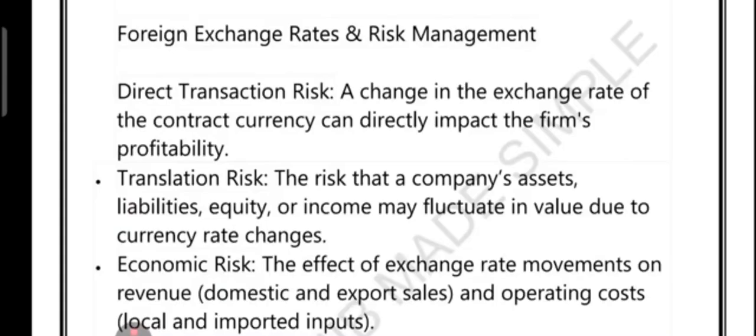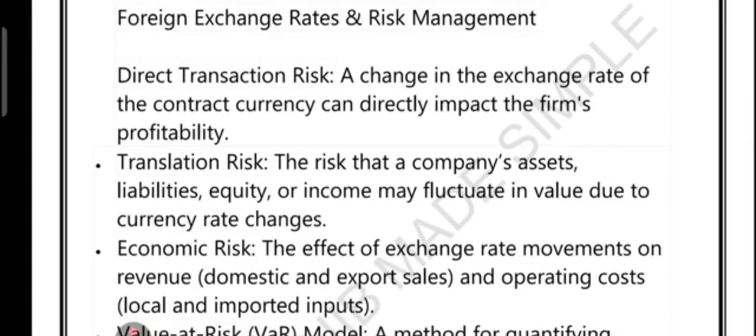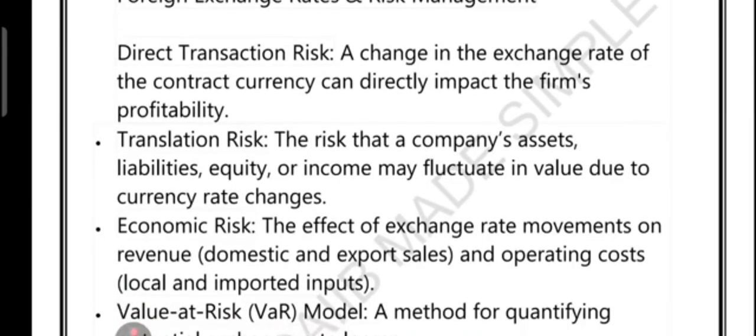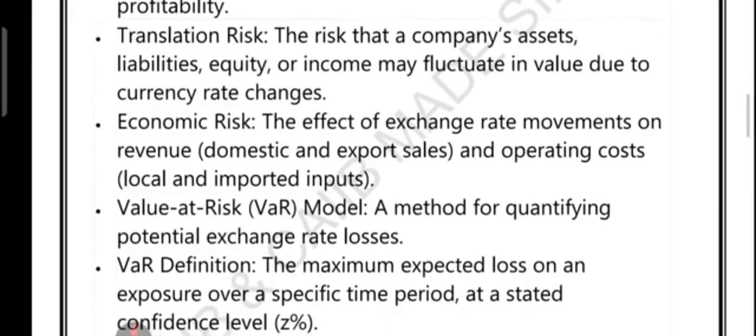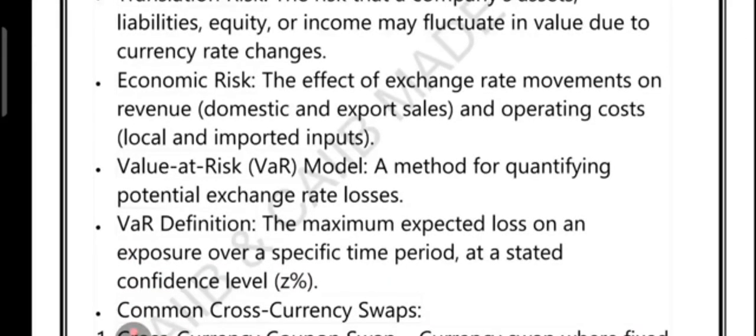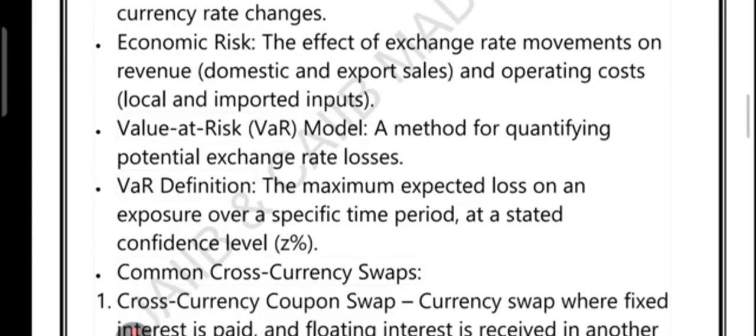Now some more kinds of risk. Direct transaction risk is when a change in the agreed currency rate hits your profit straight away, right? So you have agreed a currency rate, and a change in that agreed rate hits your profit. Then we have translation risk. It is when your company's assets or income look bigger or smaller in your books because of the currency rate change. And economic risk is a bigger picture. Currency shifts can affect your future sales and your future costs, both at home and abroad. That is called economic risk.